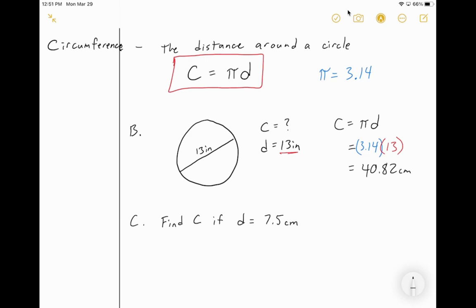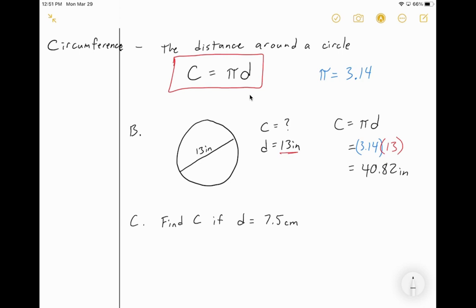Go ahead and put it in the chat once you think you got it. Oh, thank you. The first one should be inches and not centimeters. This one's centimeters. So go ahead and do this one.